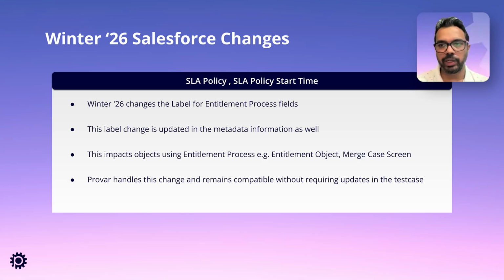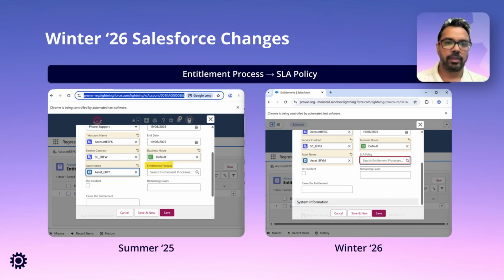But just in case you are doing a label assertion on these fields where you are passing entitlement process as an expected value, you might have to change that expected value on your own. That is the only impact on your automation script, where you have to change the expected value. But if you're not doing any label assertion, then there is no impact of this on your Provar test cases, where it will automatically update the field to SLA policy.